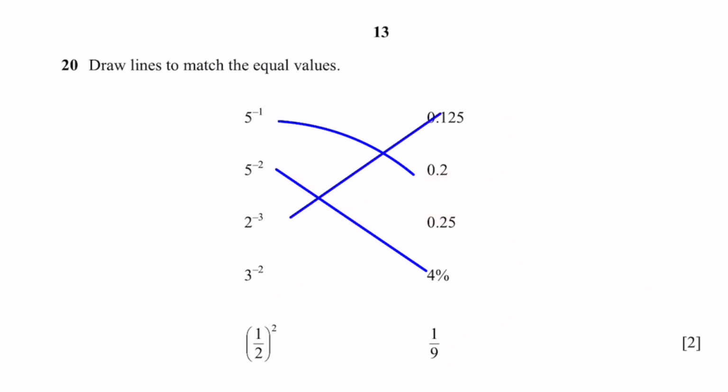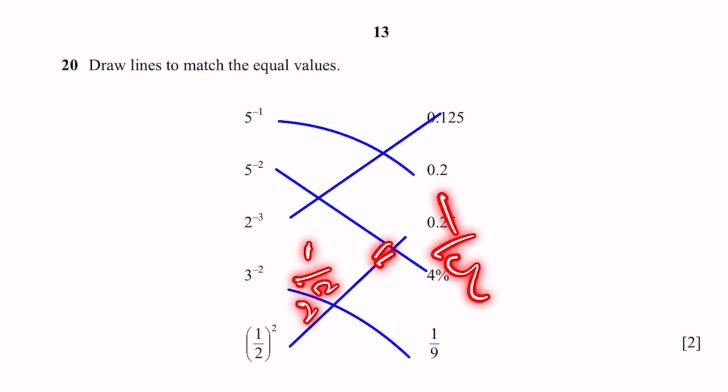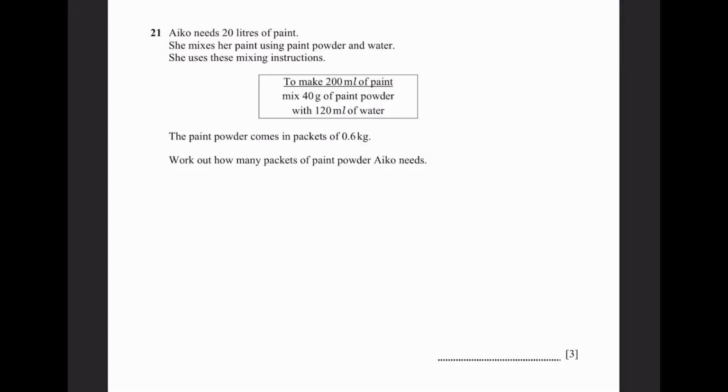3 to the power minus 2 is 1 by 3 to the power 2, which is 1 by 9. And the last option is 0.25 for 1 by 2 the whole squared, which is simply 1 by 2 squared, 1 by 4, which is anyway 0.25, so that's correct. That's the answer. Question 21.